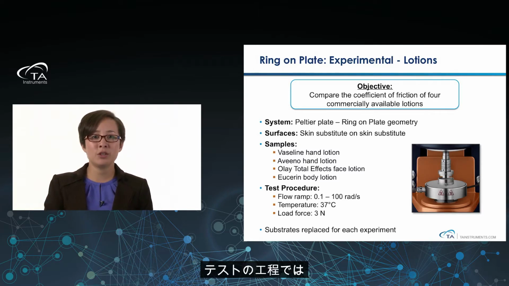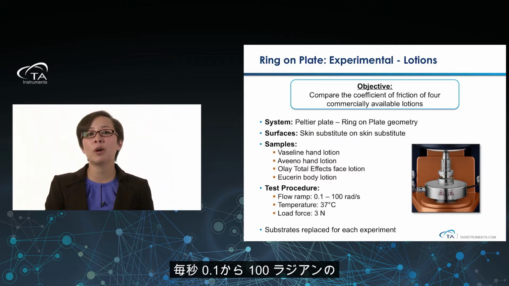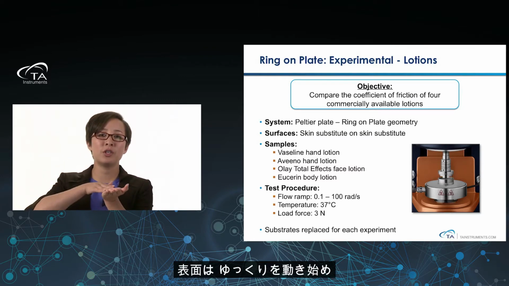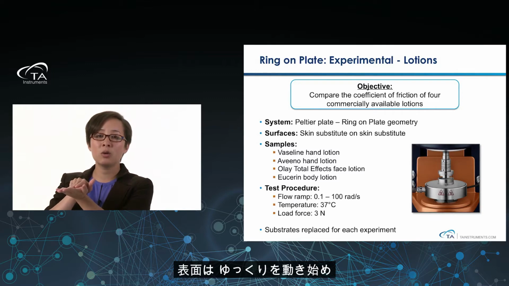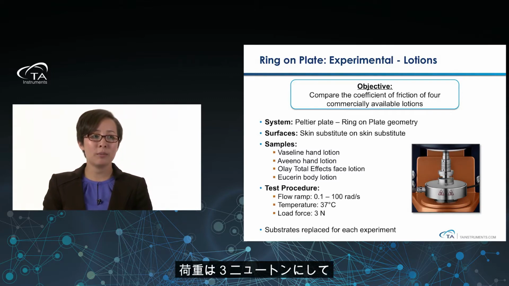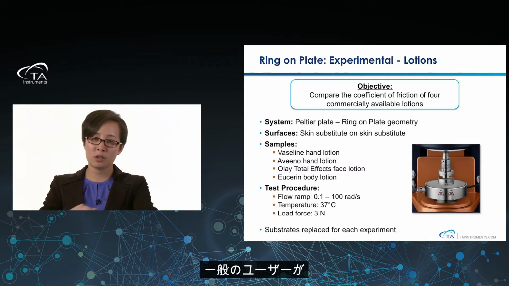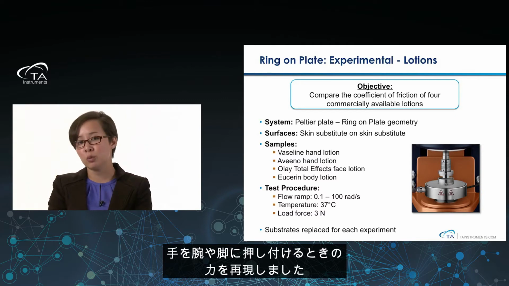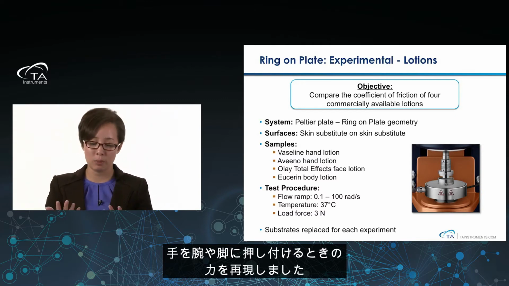And then the test procedure that we did is a simple flow ramp from 0.1 to 100 radians per second. So again, our surfaces are going to start moving slowly and then start gaining speed as they slide past one another. The load force again is 3 newtons because we want to simply mimic how much force an average user would be applying when pushing their hand to their arm or their leg.